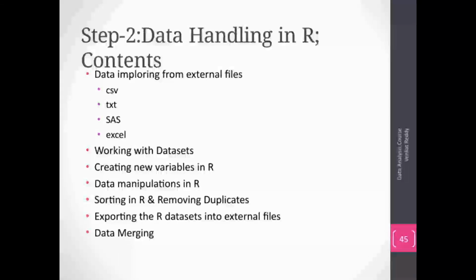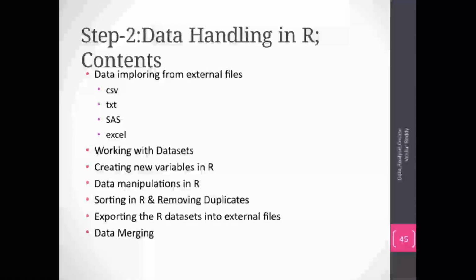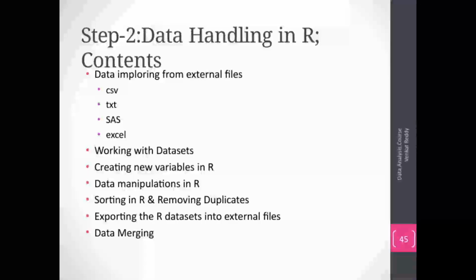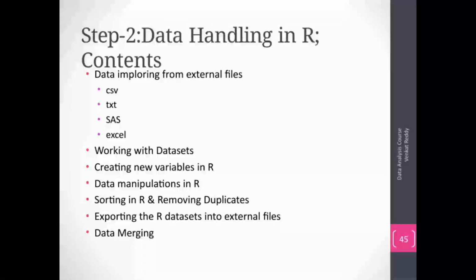Exporting datasets back into external files is equally important. Whether you want to share your results or use them elsewhere, R makes it simple to export datasets in formats like CSV or TXT. Finally, data merging allows us to combine different datasets based on common identifiers, enriching our analysis by integrating multiple sources. This slide summarizes the core activities involved in data handling within R: importing, creating variables, manipulating, sorting, exporting, and merging. Mastering these steps will streamline your workflow and improve the quality of your analyses.